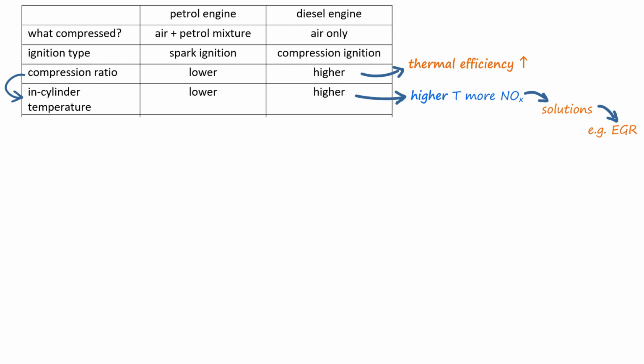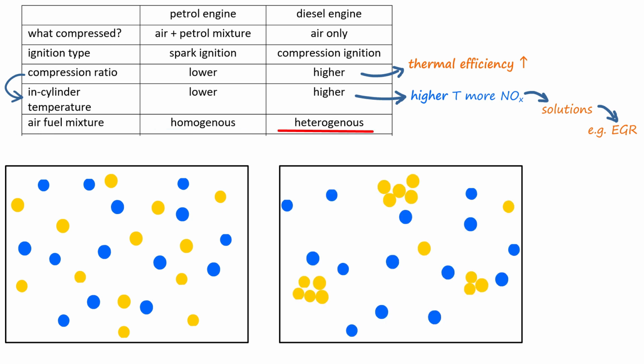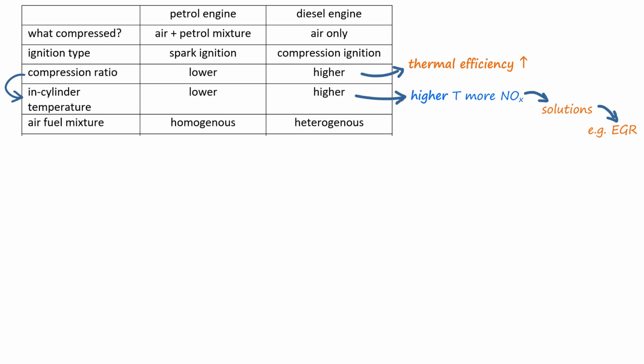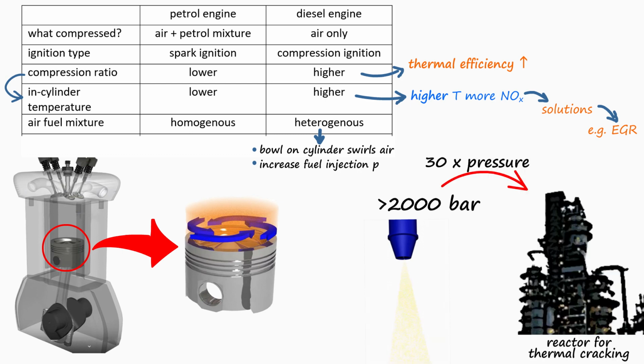I already mentioned that petrol-air mixture is homogeneous, whereas when diesel fuel is injected into a diesel engine, the mixture is heterogeneous. There are areas with lumps of fuel which are not fully mixed with the air. A lot has been done to improve the mixing. The top of the cylinder rotates to swirl the air in the cylinder. The fuel injection pressure has been increased to produce very small fuel droplets. Indeed, the pressure at which the diesel fuel is injected can exceed 2000 bar, which seems to be 30 times more than the pressure found in reactors for thermal cracking of crude oil.